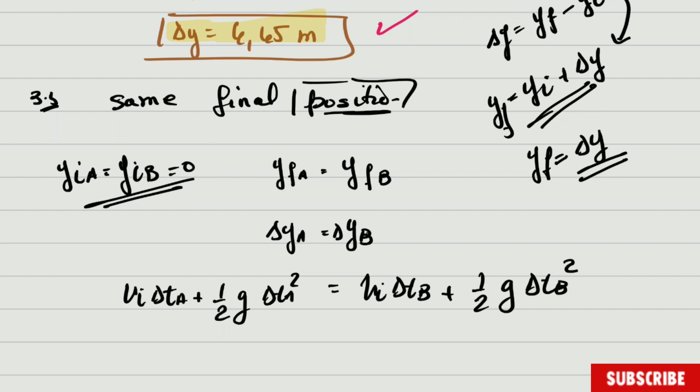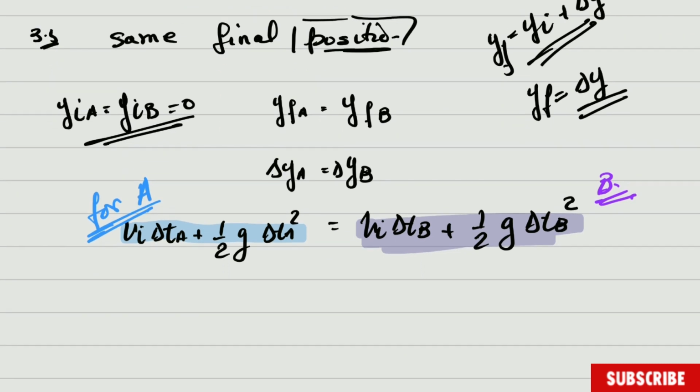Note, everything on the left is for ball A. Okay? And everything on this side is for ball B. So please don't forget that. Now, what else do we know? We know that time B is equal to time A minus 0.04 seconds. So that is time B.